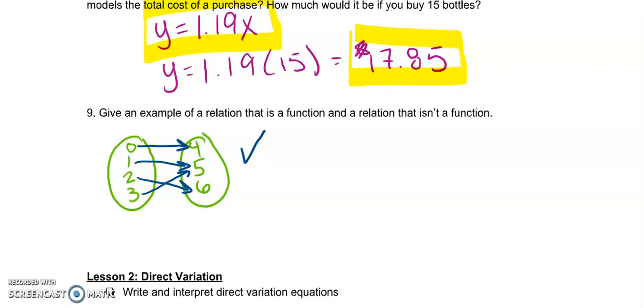because my x's don't repeat, right? If I want to write that out, my y's repeat, but that's okay. My x's don't repeat. I don't have the same x value going to more than one y. So this is still a function.